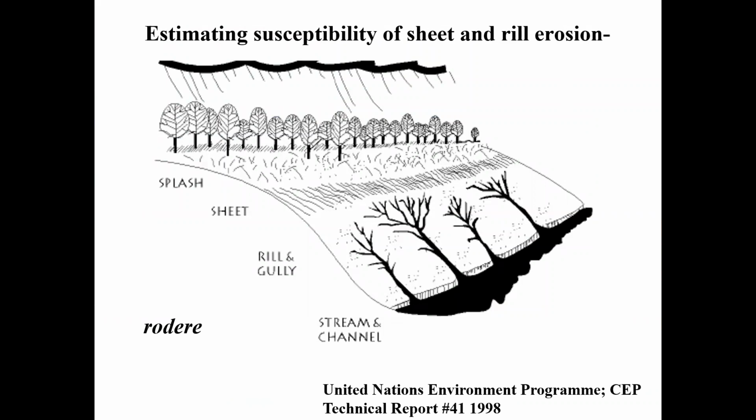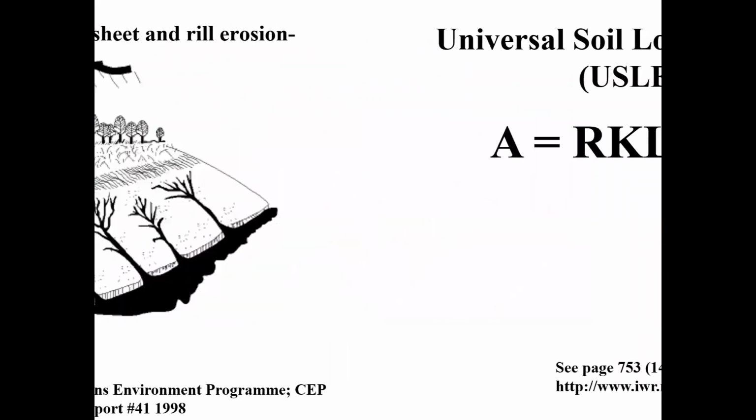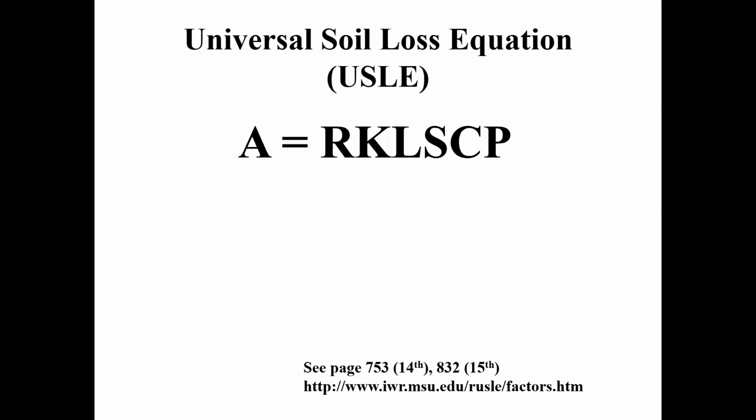And we have one tool available to us that can predict the amount of material actually leaving a site in tons per acre per year. And that's referred to as the universal soil loss equation.